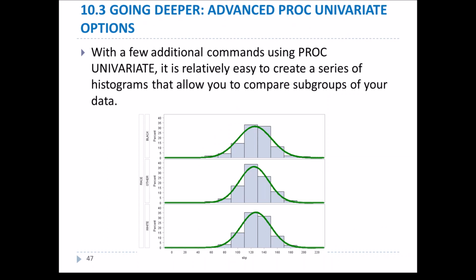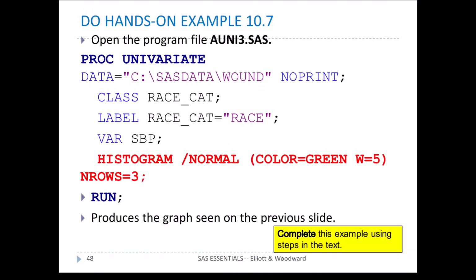Now, with a few additional commands using PROC univariate, we can break up some data into various other categories. So for instance, here we have race: white, other, and black, and we could take a look to see if there are any differences in some value that we're looking at according to race. In this case, it looks pretty similar, but this shows you how you could do that kind of thing. All right, let's look and see how that works.